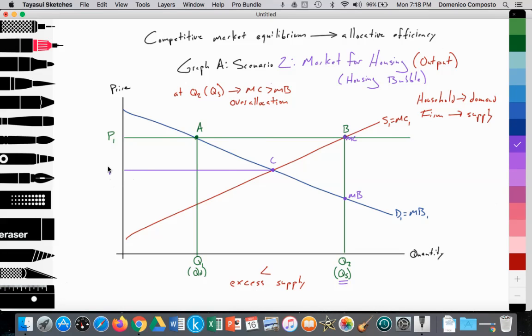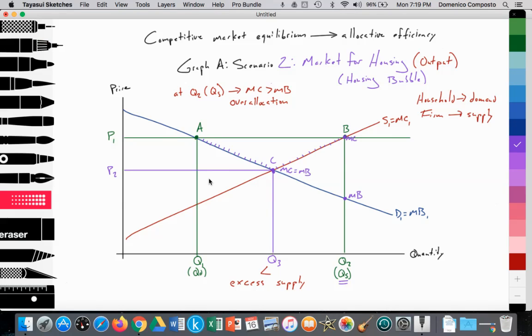So it's going to go from P1 to P2. Housing prices will collapse, unfortunately. And the quantity supplied and demanded will reach a new equilibrium at Q3. As the price falls, the quantity supplied decreases from point B to C, or from Q2 to Q3, while quantity demanded increases from point A to C, or from Q1 to Q3, until we reach a new equilibrium at point C. And at point C, we're going to remember or notice that MC equals MB, which is allocatively efficient.